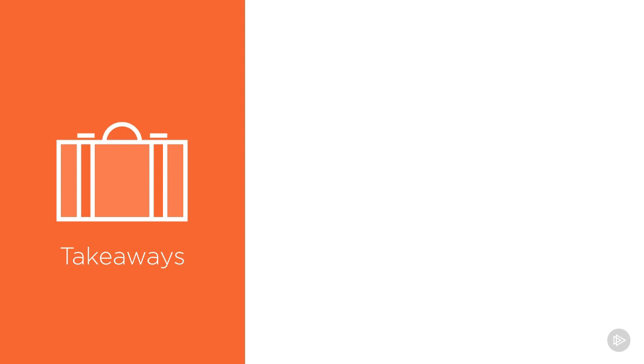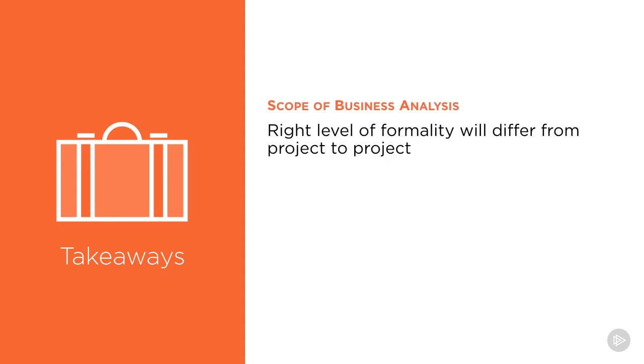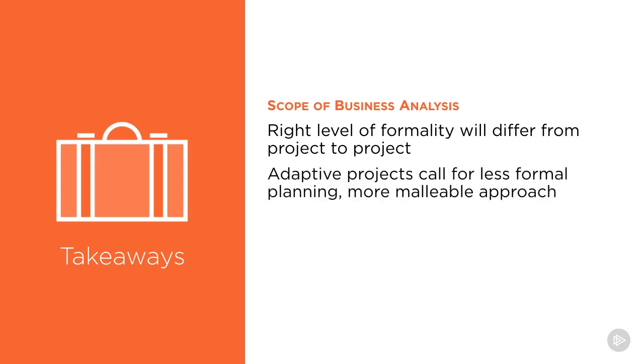As for the scope of our business analysis and how deep we should get in our planning, the right level of formality will differ from project to project. However, we can learn a lot from the project life cycle that is going to take place. In the case of adaptive or agile or iterative projects, a less formal approach to planning is normally required. In fact, in many cases, it's encouraged. We're going to figure out the details as we move along, and this approach is often used when the end result is not necessarily fully known up front.